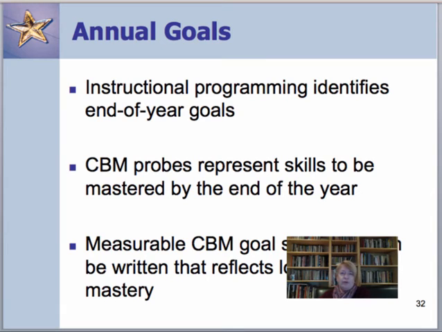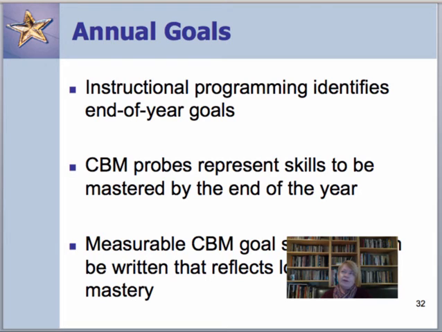So in terms of annual goals, we think about what do we want the student to achieve by the end of the year. And I think that this is probably the hardest part of developing an IEP, is identifying realistic end of the year goals for our students. And the problem in special education is that we don't have an exact curriculum guide that helps us pinpoint what our end of the year goals might be.